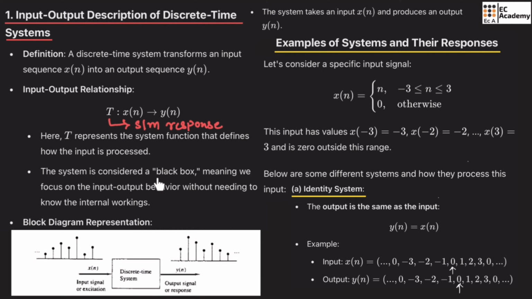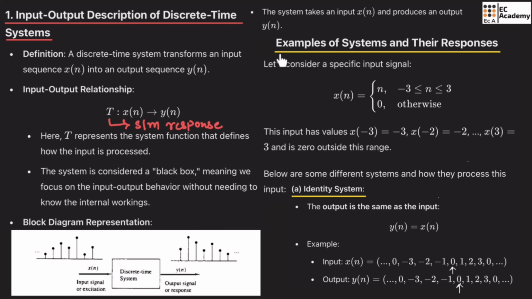This system is considered a black box, which means we focus on input and output behavior without needing to know the internal working. Now, to understand the input and output description, we will consider the system as a black box, which means we will not bother about the internal working of this system. Rather, we will focus on the input and output behavior of the system. So this system takes the input x of n and produces the output y of n.